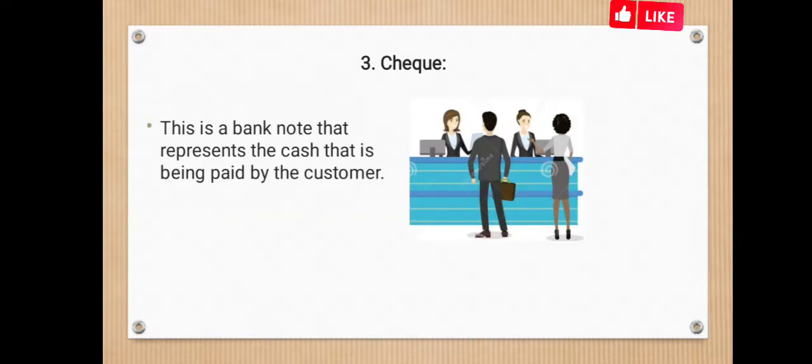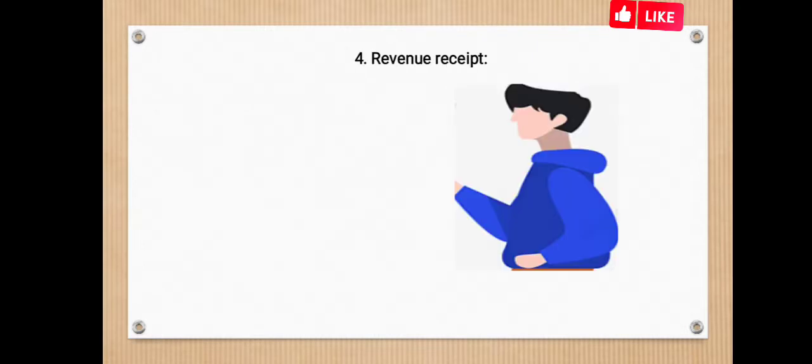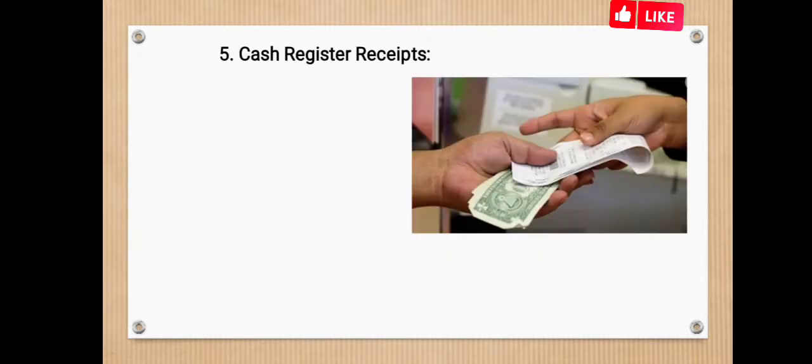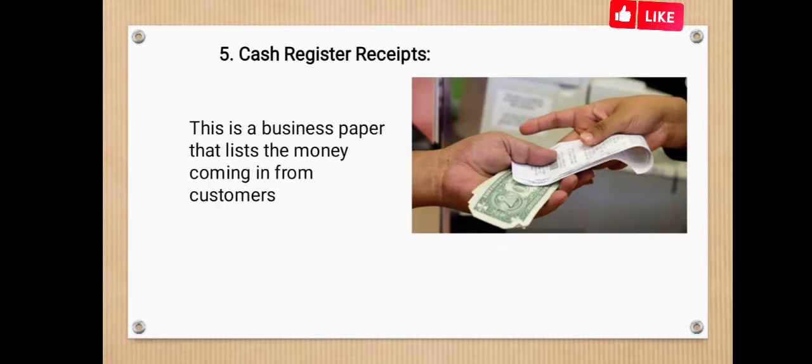Check. This is a bank note that represents the cash that is being paid by the customer. Revenue receipt. This is used to record the receipt of cash. A receipt is proof that the payment has been made, which is a good idea when paying cash. Cash register receipts. This is a business paper that lists the money coming in from customers.